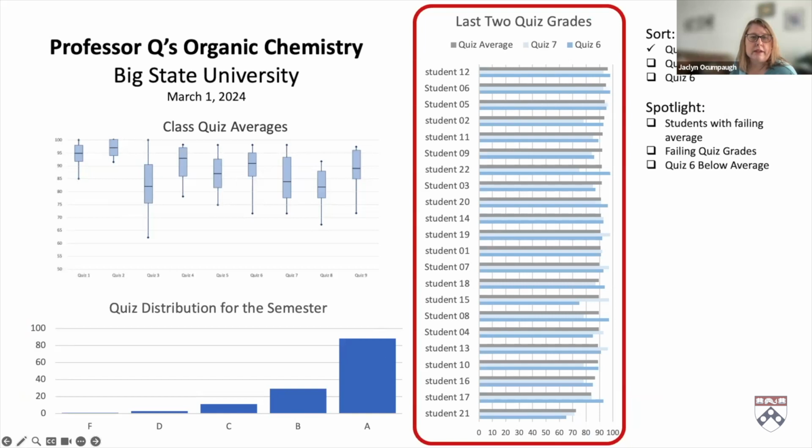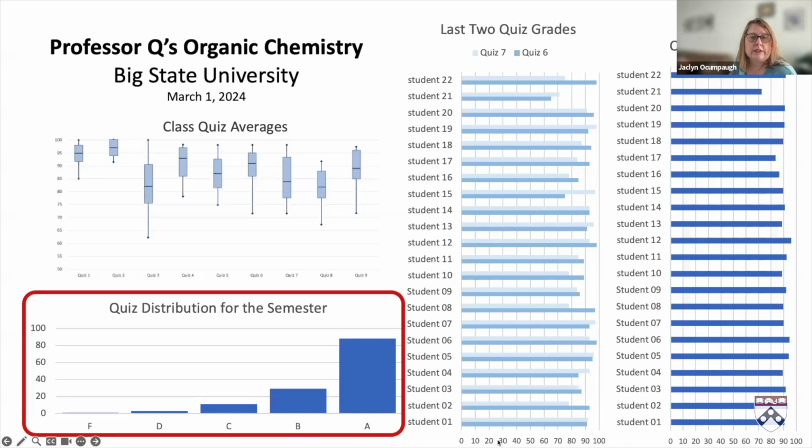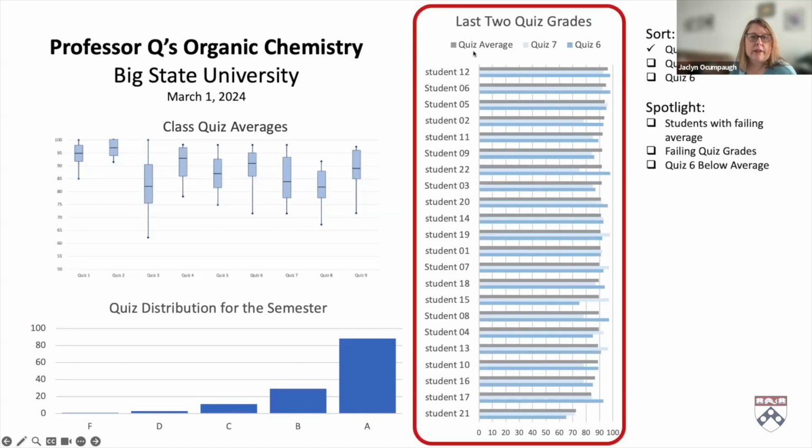Now, the next change that we're making is in the two columns that we had. We've now combined the class average with the last two quiz grades so that we're lined up together. The average is in gray, which is a different hue than the light blue and dark blue used for quiz 7 and quiz 6. And we have added a sort function. These are now sorted by quiz average, so you can see that there is a decreasing quiz average as we go from the top to the bottom here, right? So the bottom students are the ones that are struggling the most.